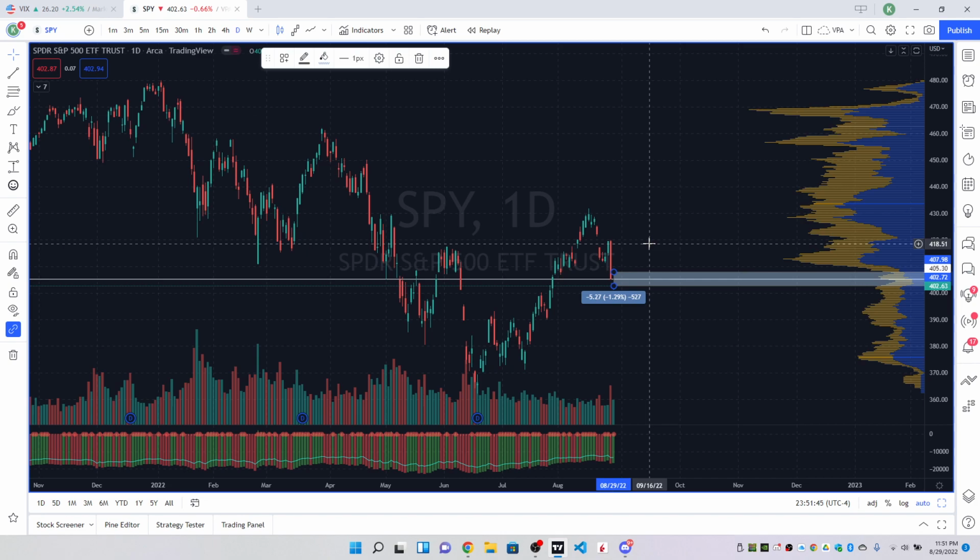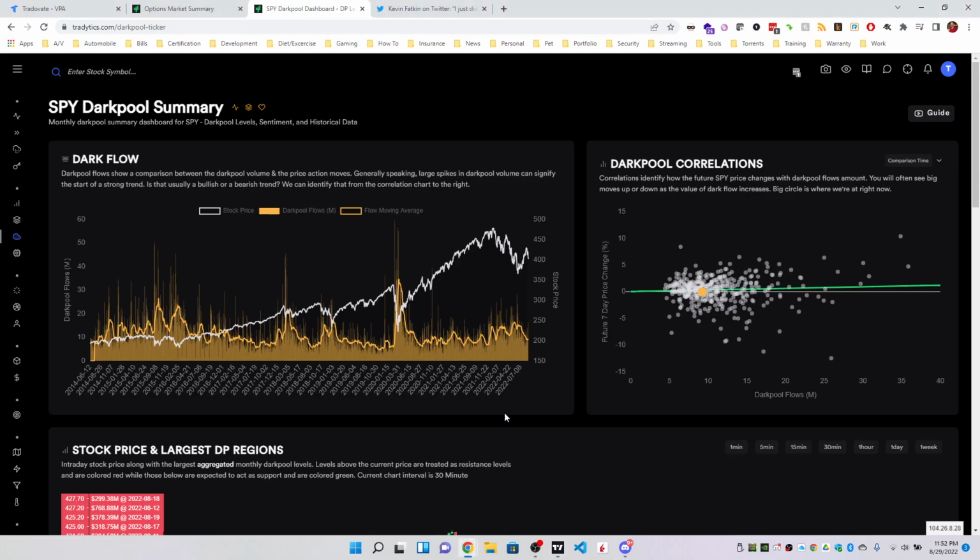And then we can do the same thing to see positive. We can see that based on previous dark pool volumes, we could see it go from around 402.50 to around 408 potentially. And again, it's important to note that this is based off dark pool data.